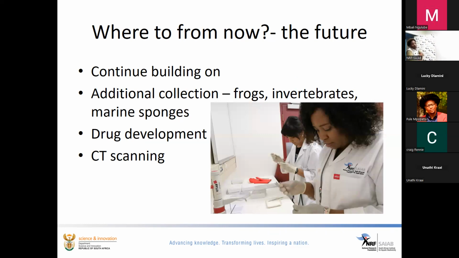Where to from now? That is the future. We will continue building on our collection, and also the biobank. They are focusing on collecting more frogs and invertebrates, including the marine sponges. It has been discovered that there is a chemical produced by sponges, and that chemical is good for the treatment of diseases. And then we are planning to buy a CT scanner.